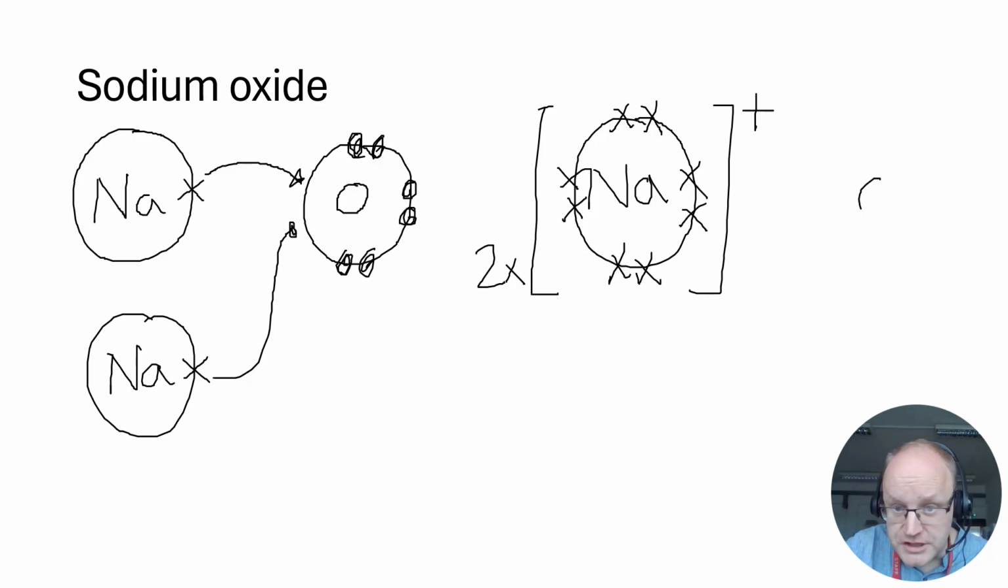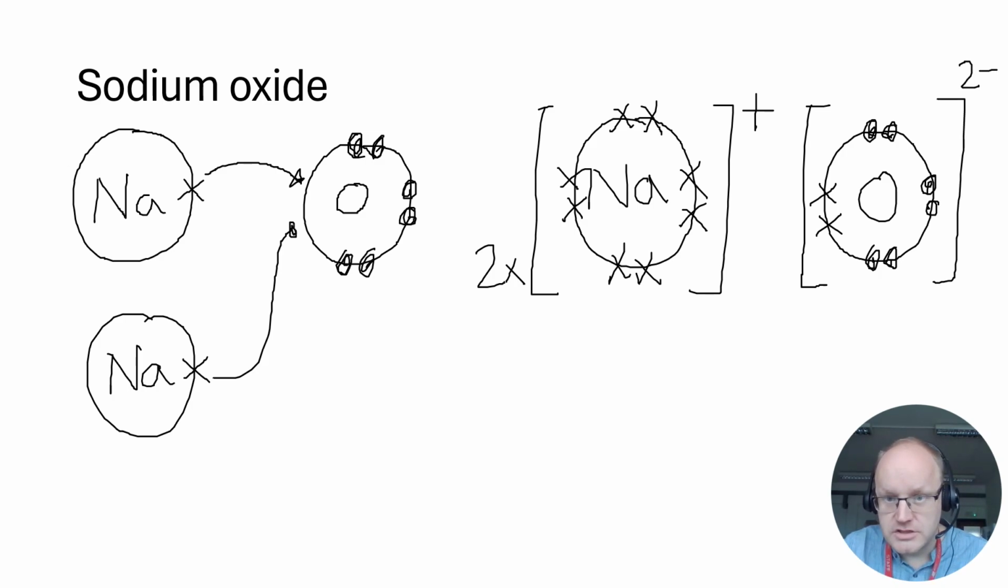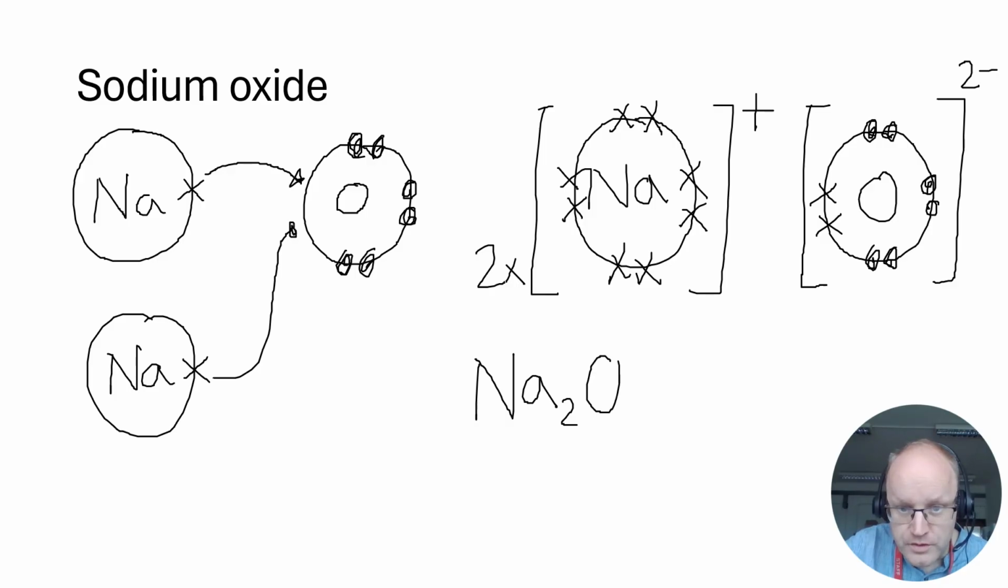And then the oxygen, which had its 6 in dots, 1, 2, 3, 4, 5, 6. But then it's gained 2 electrons from the sodium. So it has a 2 minus charge. In terms of the formula, it would be Na2O. By convention, the metal always goes first. So Na2O.